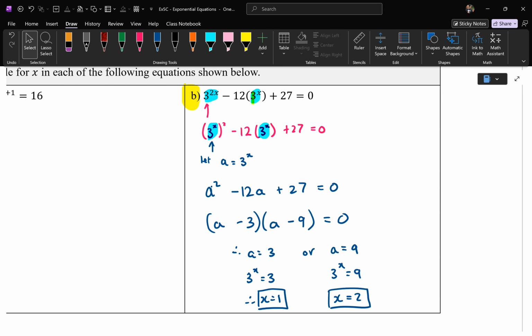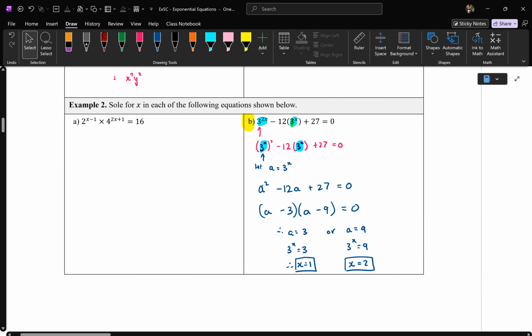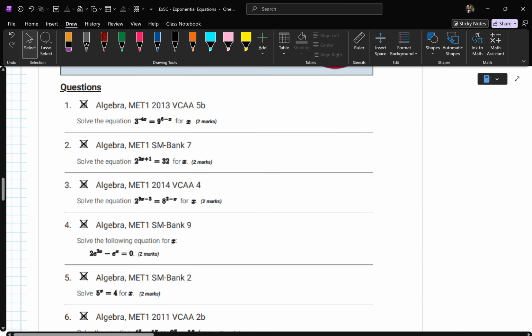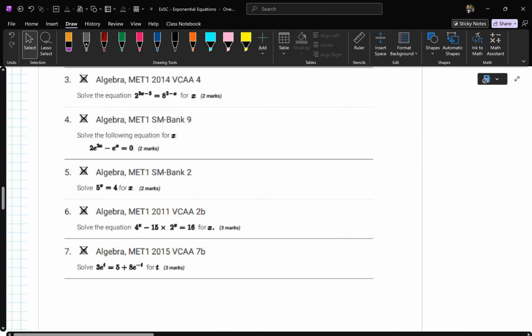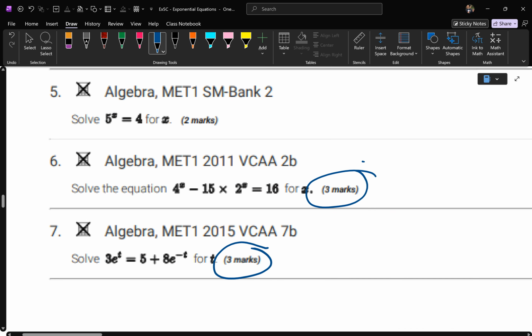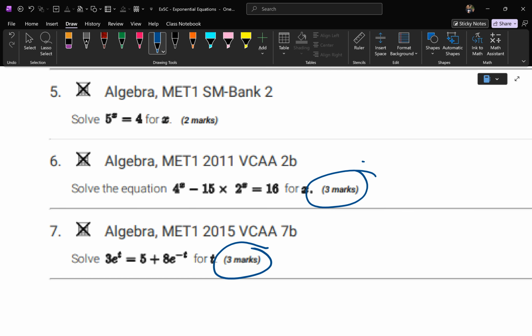Other than that, everything else is just revision of your 8 index laws. So again, you can whip through exercise 5C if your index laws or algebraic approach is good. If not, this is a good time to practice it. On the back of the sheet, here are some exam questions from the past. And like I said, these last two, 3 marks and 3 marks, that was 2011 and 2015. Very familiar, very similar to the one we just did. So have that under your belt.